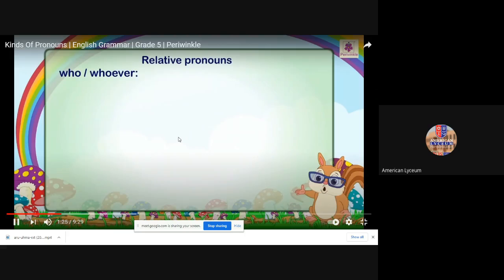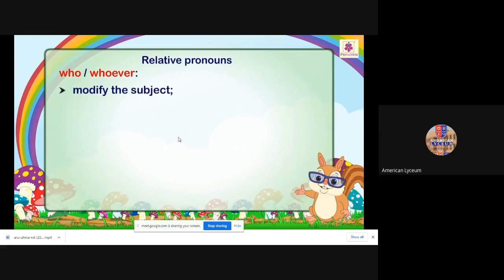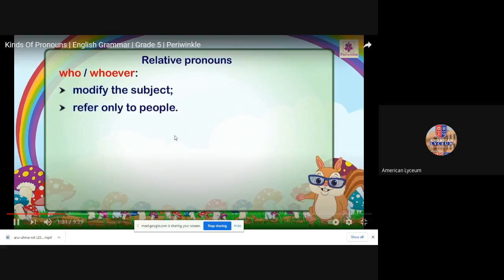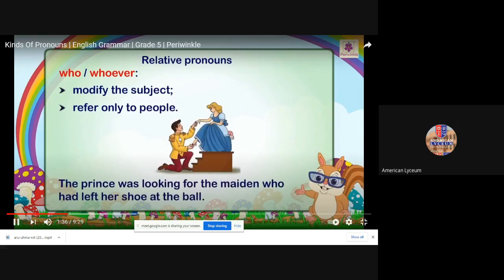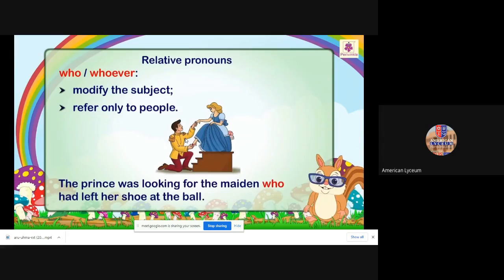The relative pronouns who or whoever modify the subject and refer only to people. So let's see its example. The prince was looking for the maiden who had left her shoe at the ball. So here, who had left her shoe at the ball? Who is referring to the maiden in the sentence.